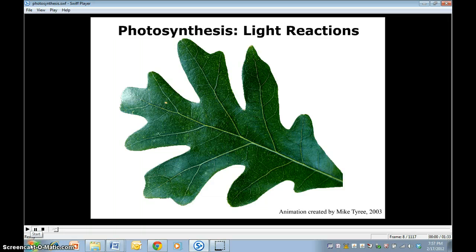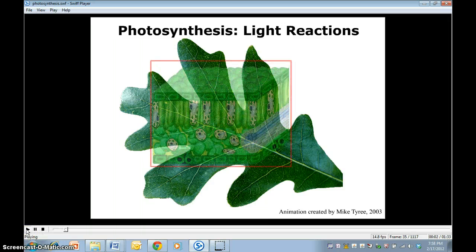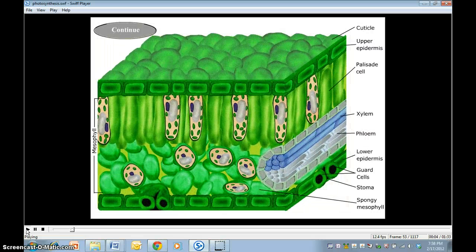Just like we talked about having specialized cells, let's look at the leaf here. We can zoom in on the leaf, and what you notice is that, just like our skin and our liver and whatever cells you looked at under the microscope, plants also have specialized cells. This leaf has different layers, which I believe you're going to look at under the microscope yourself next class.